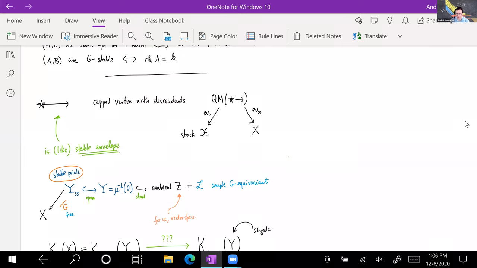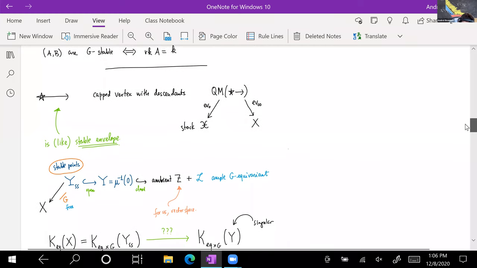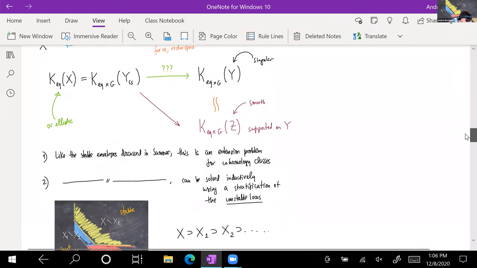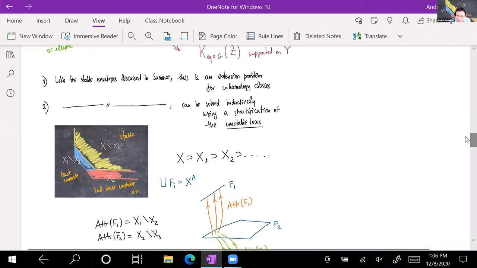Now, what does it mean to have a stable envelope for the stack? It means it's a way to extend. A stable envelope by definition is a way to extend the class from an open set to the whole thing. And in that sense, you can abstractly axiomatize that. But more importantly, there is a stratification.